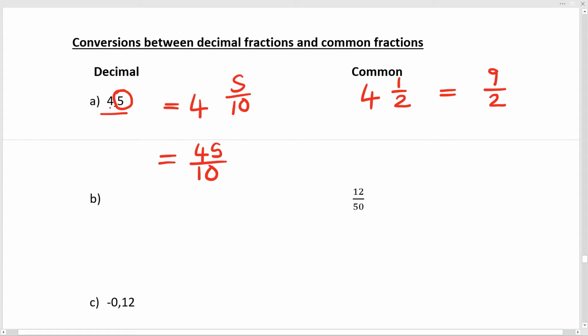Okay, what if we did it this way? What if we realized that's actually 45 over 10? Then we would take the 45 over 10 and convert that to simplest form. Something that goes into 45 and 10 would be 5. 5 goes into 45 9 times, and 5 goes into 10 twice, giving us exactly the same answer as when we used the other method.